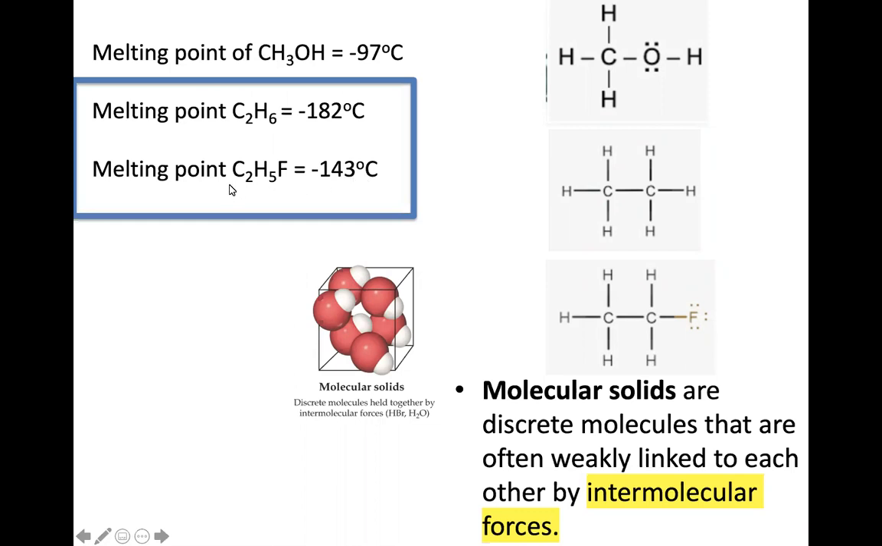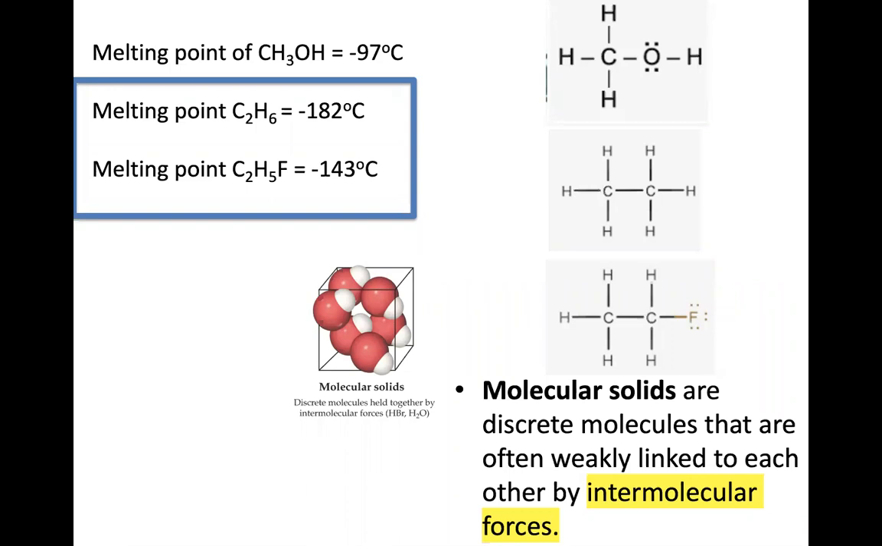I see that the C2H5F, the one here at the bottom, has stronger intermolecular forces than the C2H6. It has a higher melting point. So if I look at this and ask what might explain that, I see that the molecule at the bottom is going to have larger dispersion forces because it's a larger molecule and the mass is greater.